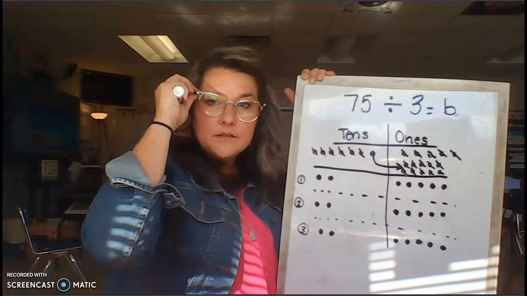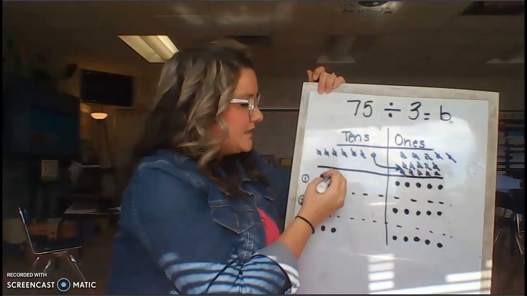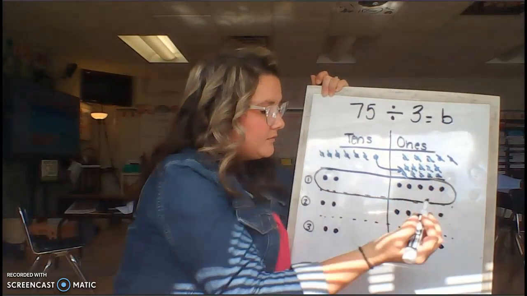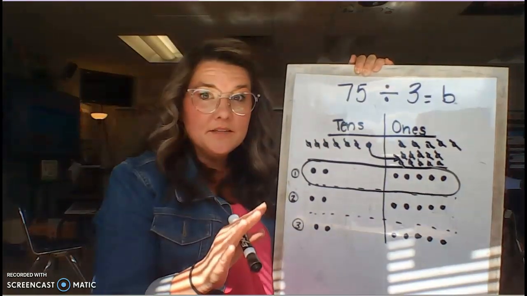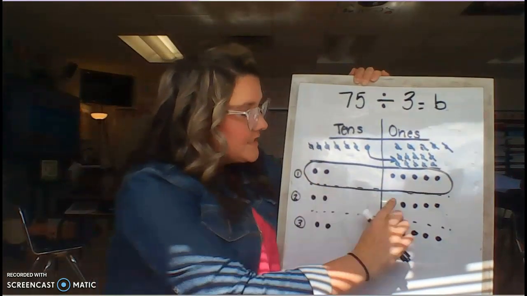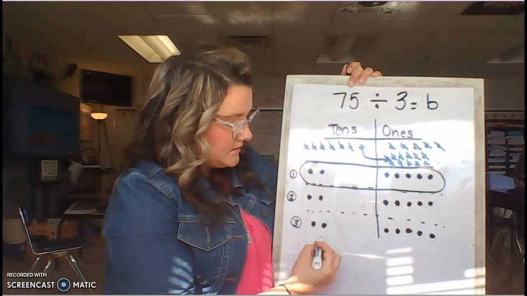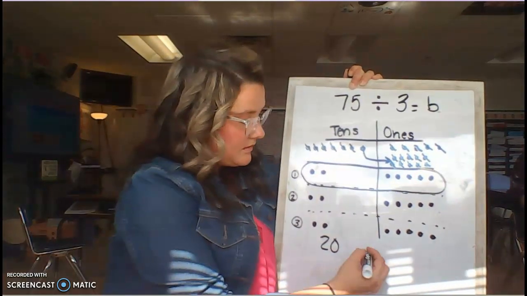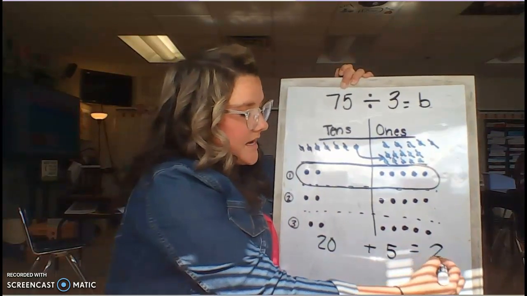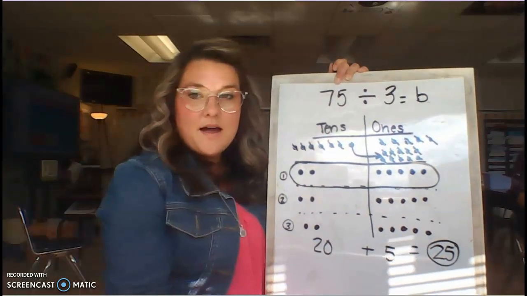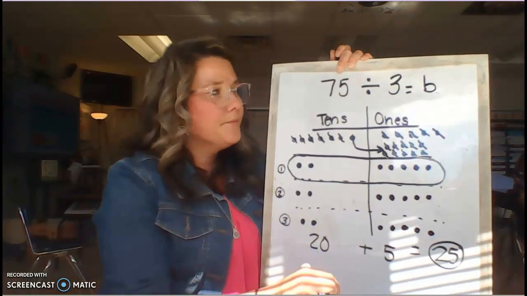So where is my answer? It's the number in each group. So let's look. I just like to circle one of the groups after I know that they're equal. And I have 2 tens, which is, sorry about that little blip, but my answer is what's in each group. So I have 2 tens, so that value is 20, plus 5 ones. So when I put that together, my answer is 25. So 75 divided by 3 is 25.